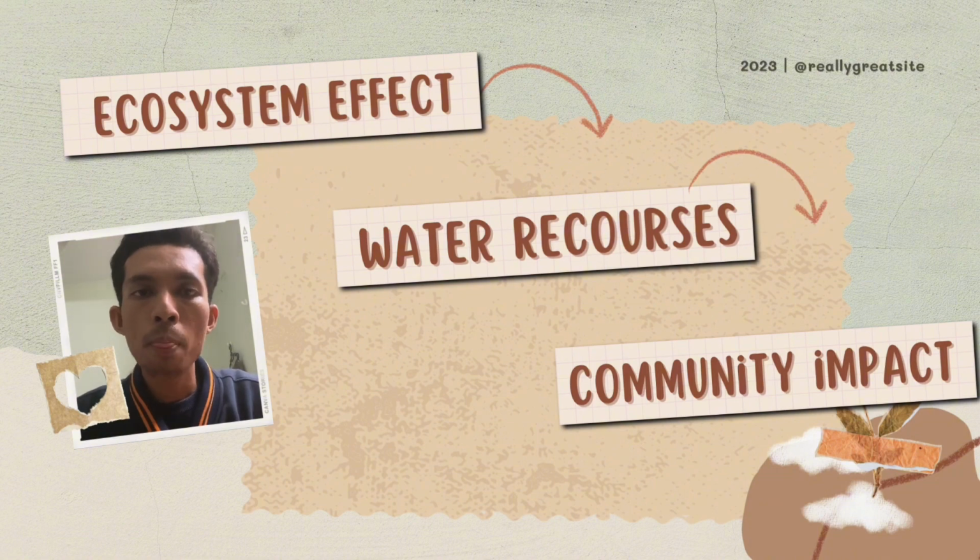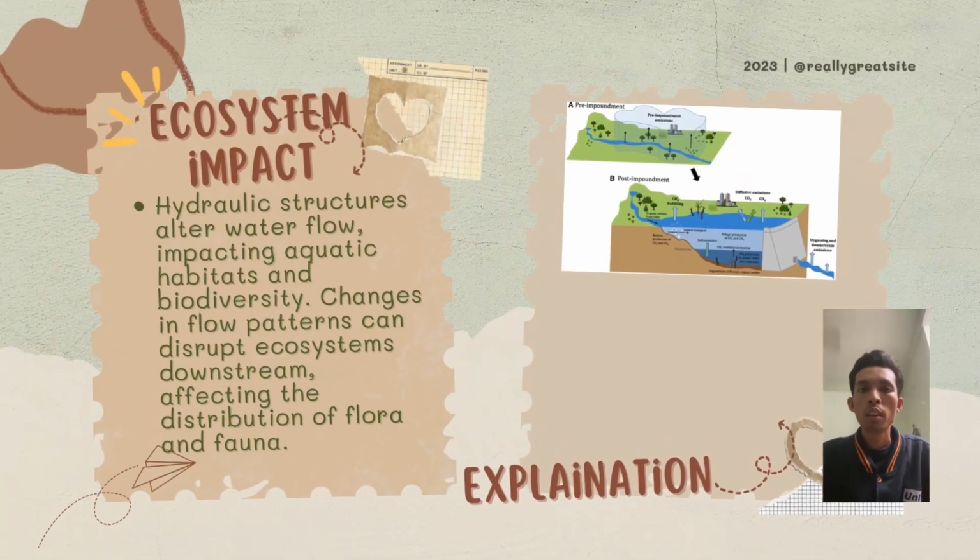Ecosystem effect. Hydraulic structures alter water flow. When we build a dam, the water flow will be changed, so it can impact the aquatic habitat and biodiversity. The change of the water flow patterns can disrupt the ecosystem downstream and can affect the distribution of flora and fauna.